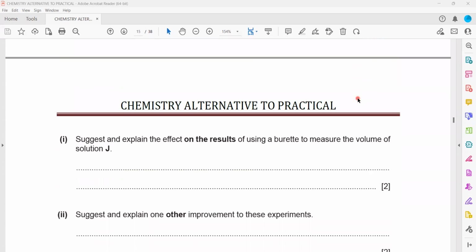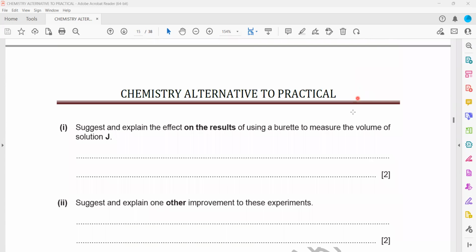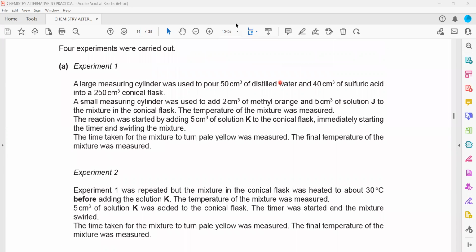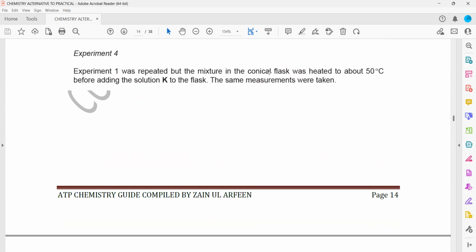Suggest and explain the effect on the result of using a burette to measure the volume of solution J. A 5 cm cube measuring cylinder was used to add 2 cm cube of methyl orange and 5 cm cube of solution J into a conical flask. So we were using a measuring cylinder. Now what they're saying is, instead of a measuring cylinder, if we use a burette, a more accurate volume will be measured, because the burette gives a more accurate result.